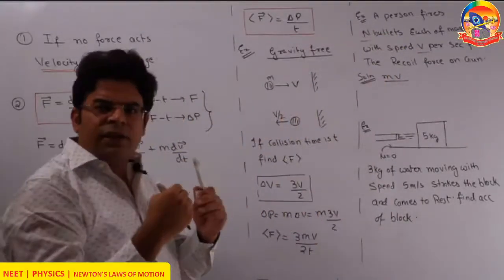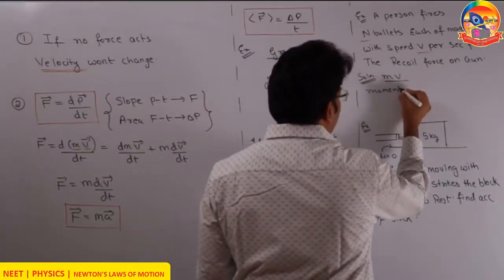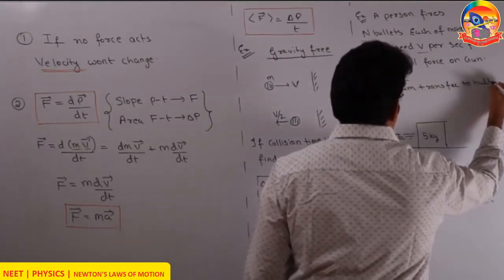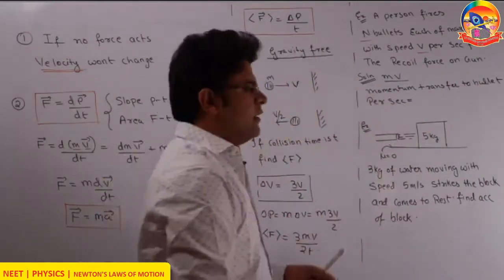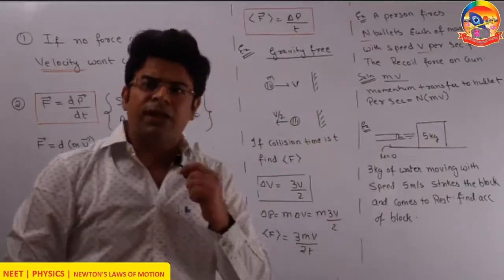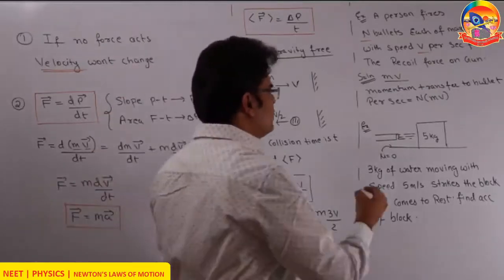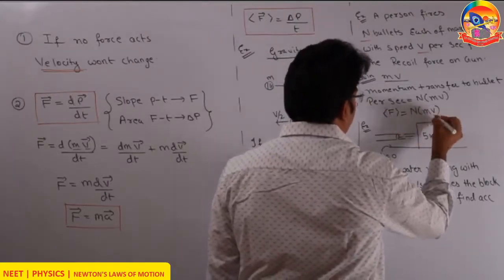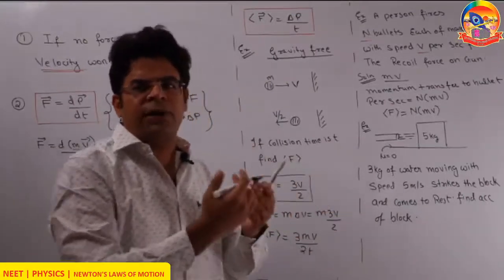So the momentum transferred to the bullets per second equals the number of bullets multiplied by the momentum transferred to one bullet. This is the momentum transferred per second. Beta, the momentum transferred per second itself is the force. So you will say the average force acting on the bullets has to be equal to nmv. Whatever the average force the gun applies on the bullet, the same average force the bullet applies on the gun.